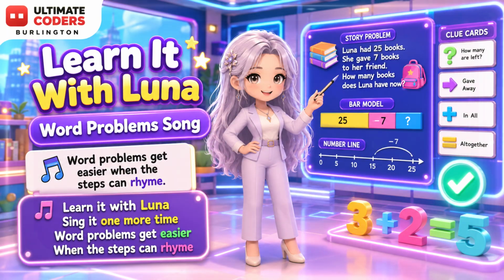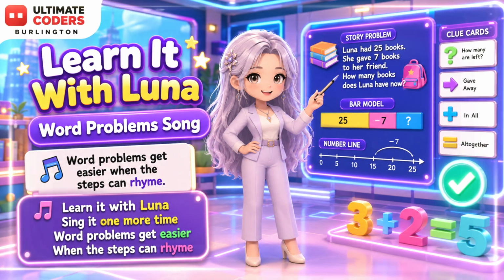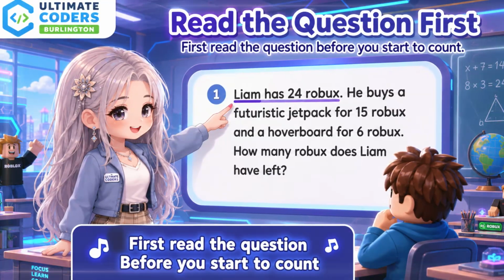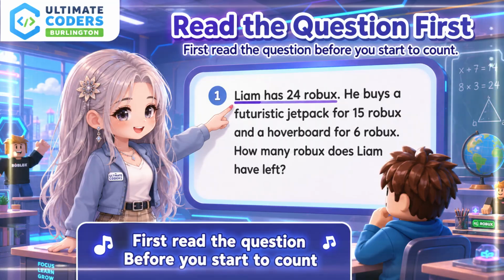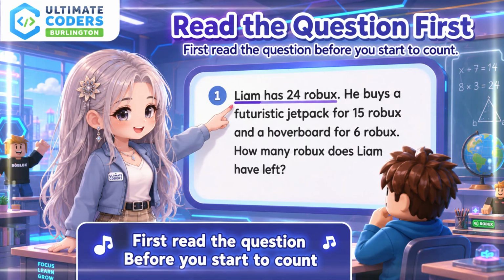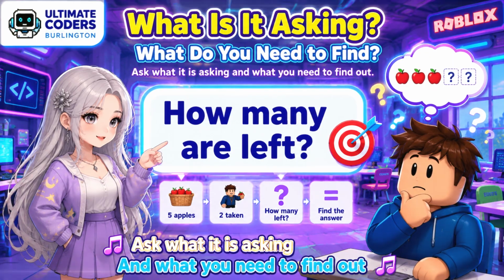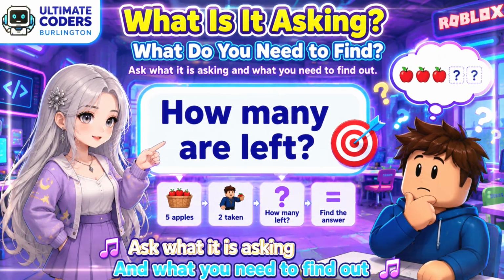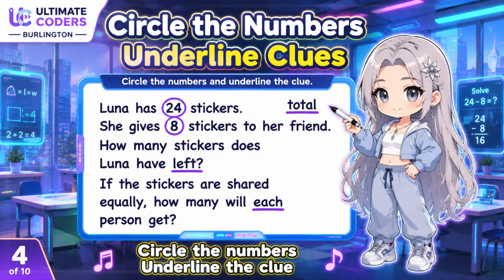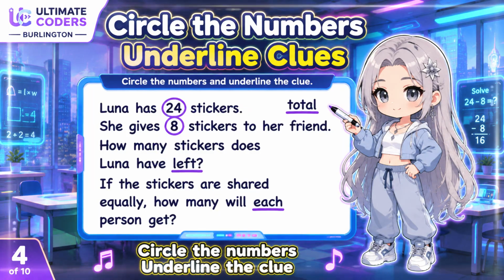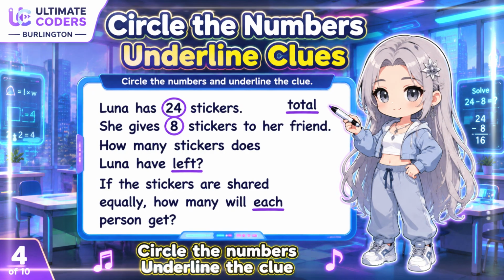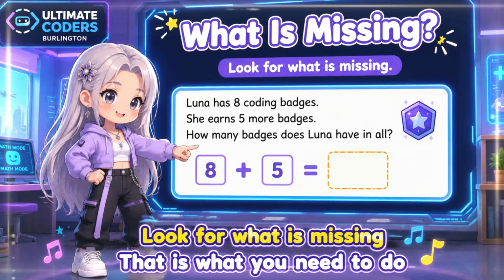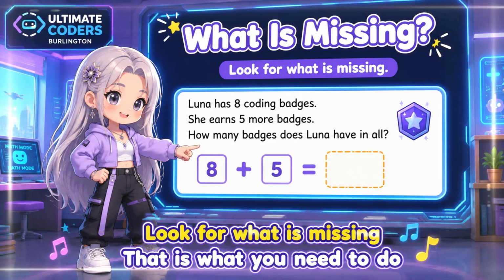Word problems get easier when the steps can rhyme. First read the question before you start to count. Ask what it is asking and what you need to find out. Circle the numbers, underline the clue. Look for what is missing, that is what you need to do.